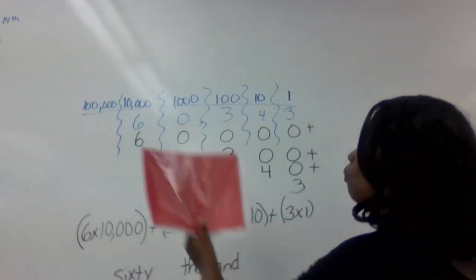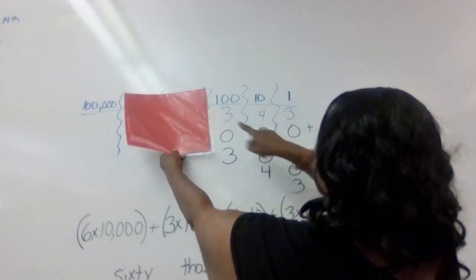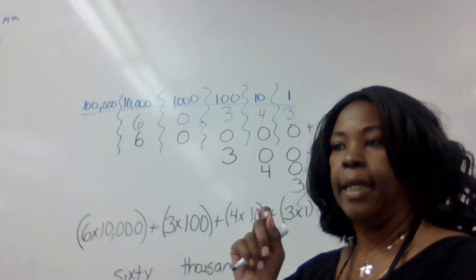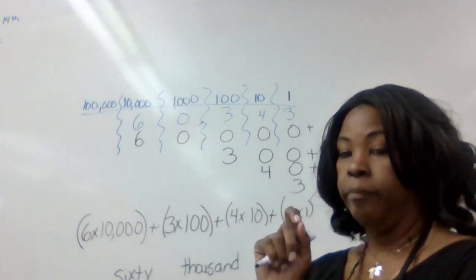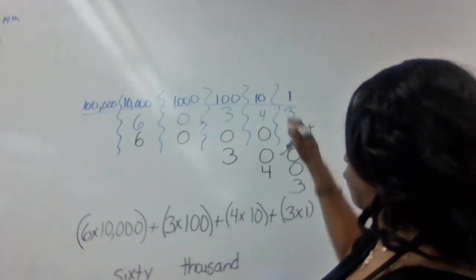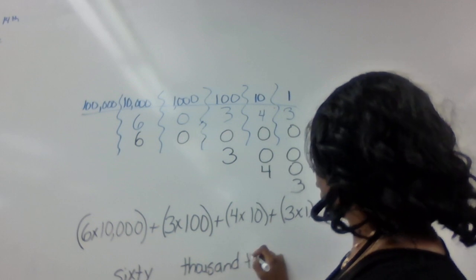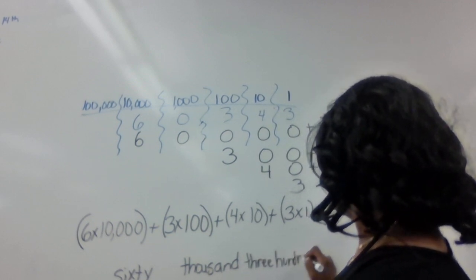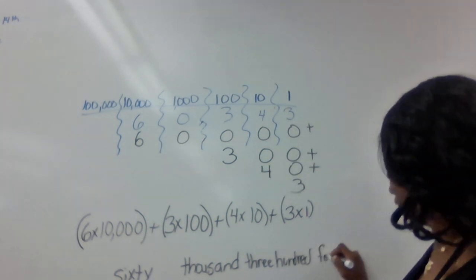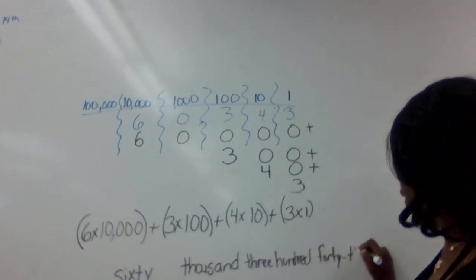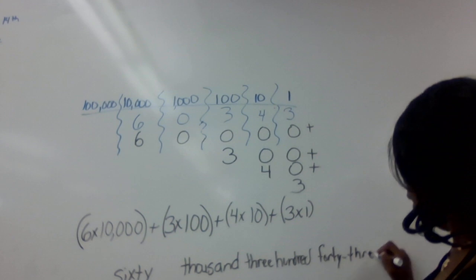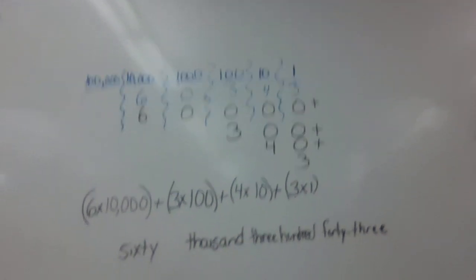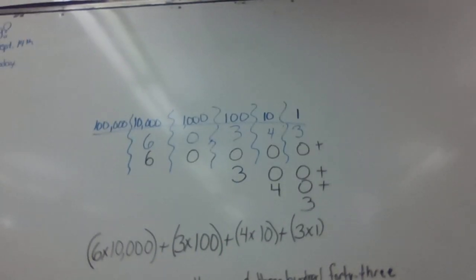We have it so far. 60,000. Now, what comes after the comma? 343. Make sure that our scholars are not saying "and." "And" in math is a decimal. So this is 343. So I'm going to write exactly what I read. 343. And this is the word form. Okay, this is the word form for our number.